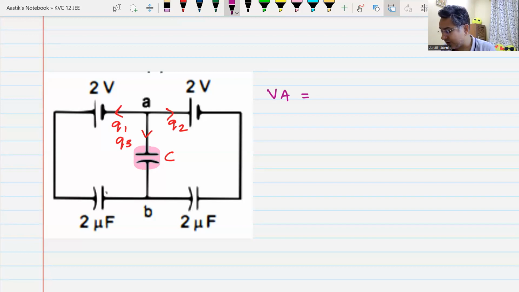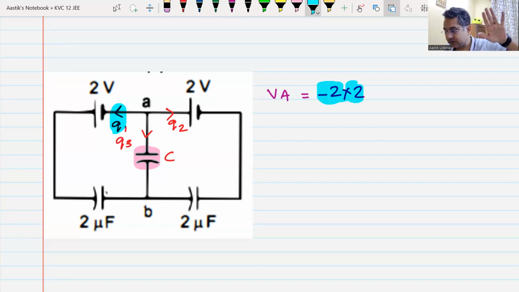How did I get to the value of VA? If I go along the path of Q1, the negative terminal comes first. Yes or no? So this will be the negative part. So it will be equal to minus 2 into 2. This comes from that blue part. Do we understand this? Understood, sir.